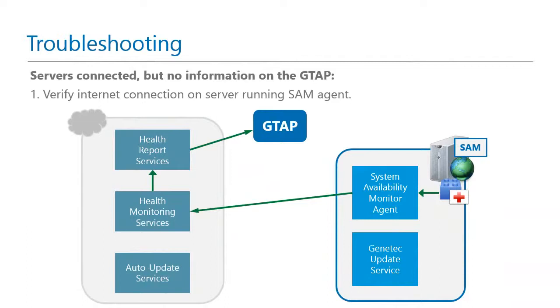If it looks like the servers are connecting but you're not getting any information on the GTAP, there are also a few things to look into. First of all, we need to make sure the server that the System Availability Monitor is running on can connect to the internet. Since the information is going up to the cloud and then going to the GTAP, a good stable connection to the internet is essential.